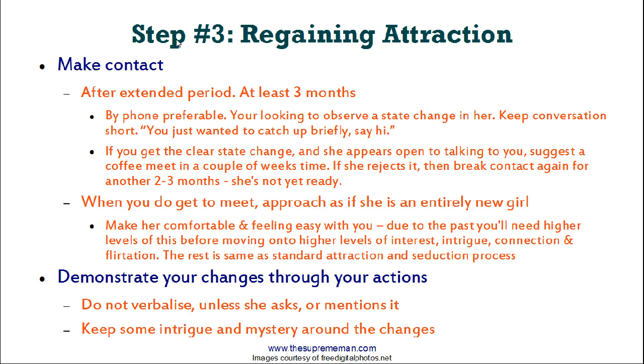You may well appear to her to be somewhat different. You might have lost some weight. You might have changed your look, your haircut, what have you. Then just say to her, look, I've made some changes. That's great. But you need to demonstrate them through your actions. So it's very important that you spend a good period making those changes. So don't verbalise it unless she asks and she mentions it. Then acknowledge it, but don't make a big deal about it. You want to keep a little bit of intrigue and mystery around these changes.